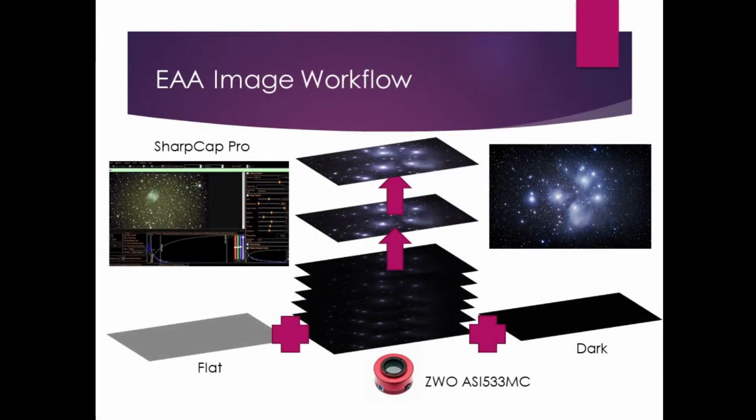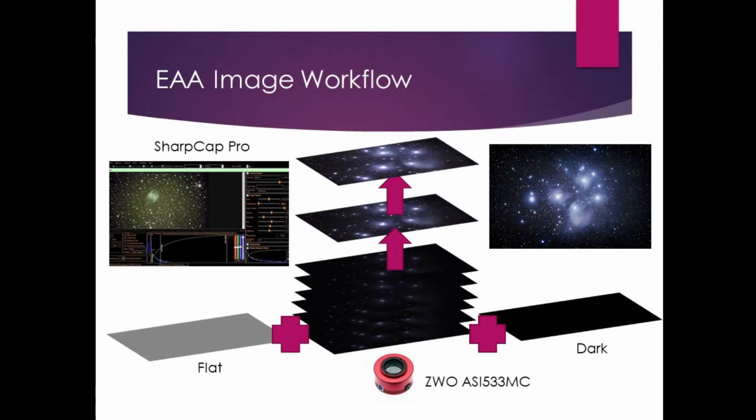Right, the main program we're going to be using is SharpCap Pro. This is the de facto standard for EAA. Basically, it does the image capture. It then combines the incoming images with what's known as a flat and a dark, and actually a dark with bias. These are calibration images that remove artifacts that may be in the optical chain, like dust bunnies and stuff like that, and correct for any vignetting that's taking place in the optical chain, etc.